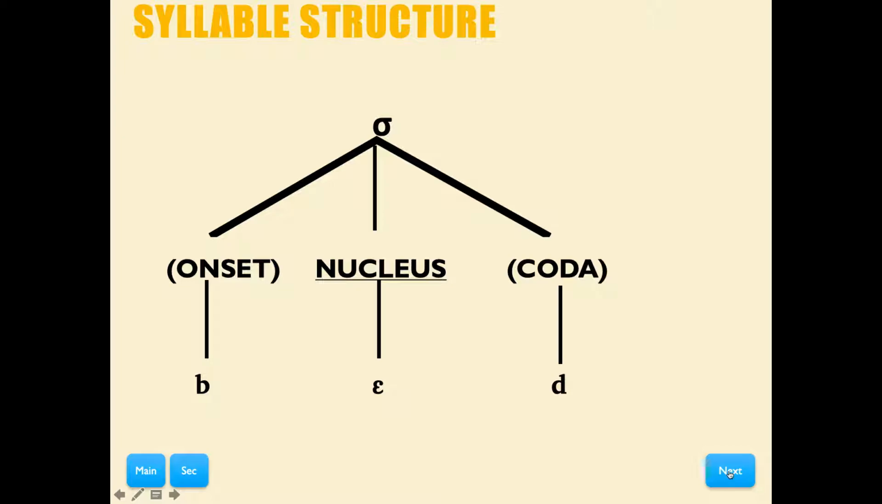Normally, we draw what is called a syllable tree to represent the syllable structure of a word. The Greek letter sigma indicates syllable. And we have this 3-part syllable structure in bed: onset, nucleus, and coda.